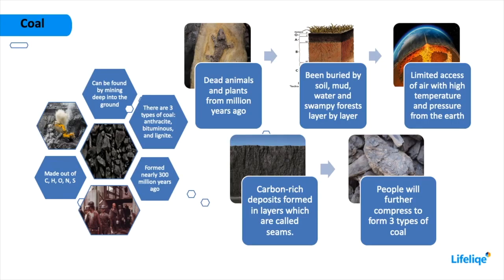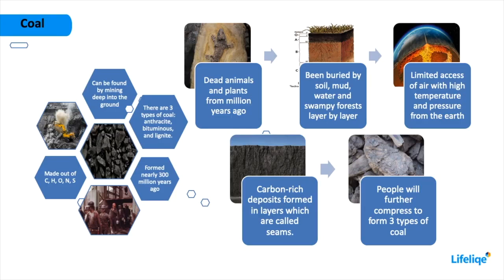So, how did they form? Like I said, they were made out of fossil fuels. Dead animals and plants were buried under the ground. When they went deeper and deeper into the ground, of course, there will be limited access to air. When there's limited access to air, plus the high temperature and pressure, they will turn into carbon-rich deposits, and then they will be turned into seams, which are basically layers of carbon. So when people found seams, they will further compress them into these three types of coal.